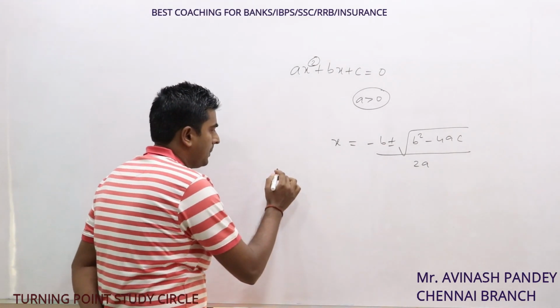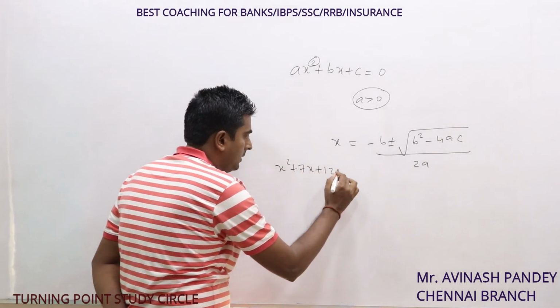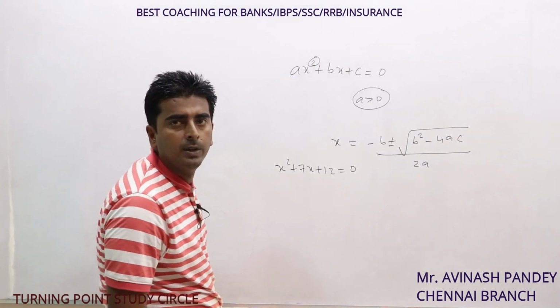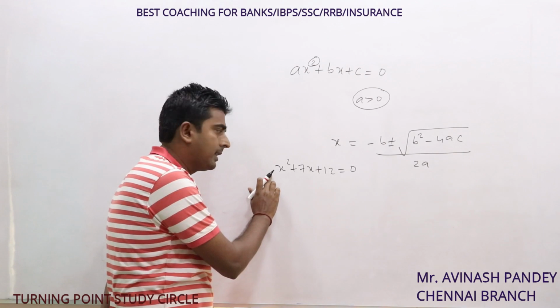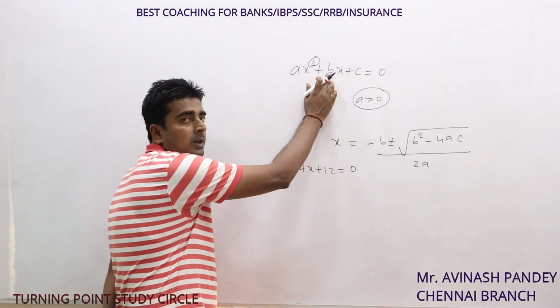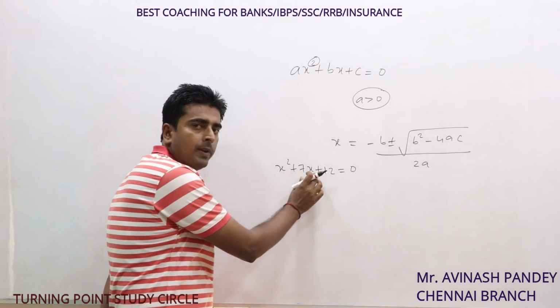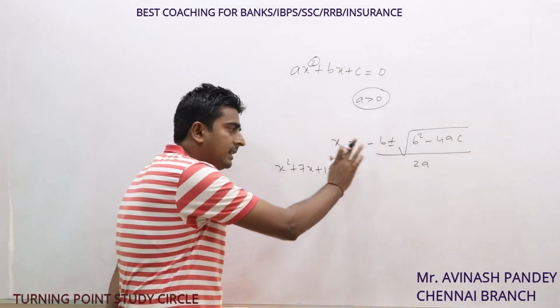For example, you have x square plus 7x plus 12 is equal to 0. When you see the coefficient of x square, what is it? 1. When you compare this with the general equation, the coefficient of x square is 1. And what is the coefficient of x? 7. So one way is by using the formula method, you can get the answer.